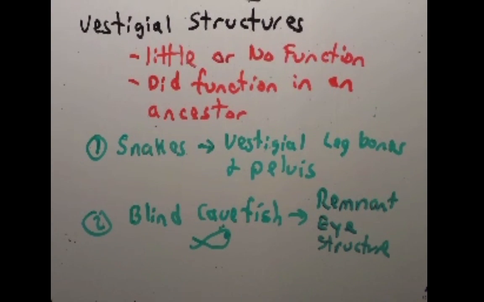All of this has been supported in the past couple of decades with molecular evidence, showing that the genes for eyes, and the genes for a leg bone and pelvis, have also changed as these organisms have adapted to their new environments. All right, well, that ends this first podcast on the first part of Objective 1.